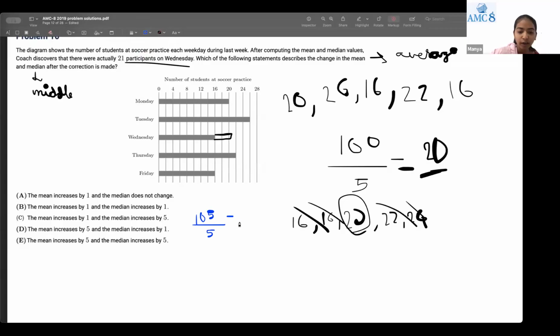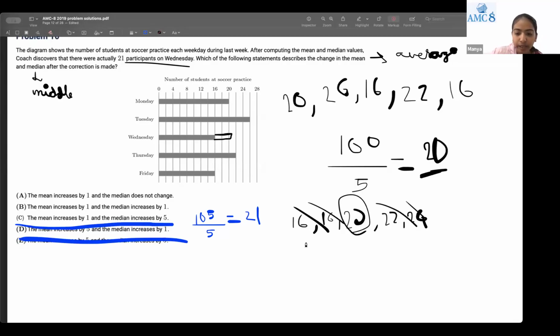So then 105 divided by 5 is equal to 21. And so that means that the mean went up by 1. So 20 plus 1 is equal to 21. And so the mean increases by 1. And so eliminating the answer choices, it cannot be D and it cannot be E either, since it says the mean increases by 5, but actually the mean only increases by 1.